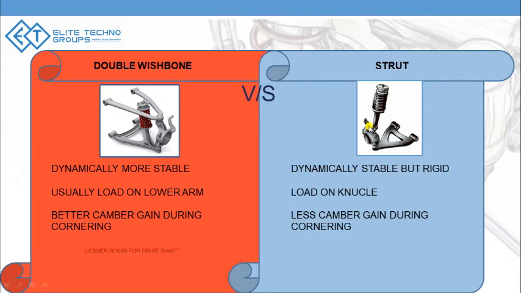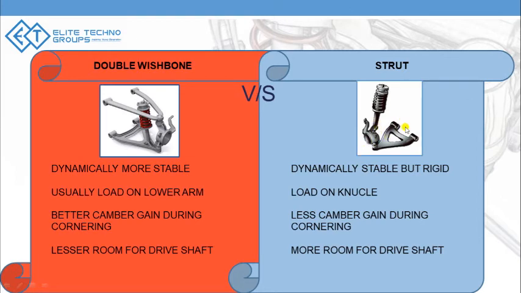And the double wishbone has lesser room for the drive shaft, because, as we've seen, the drive shaft goes from the center, and the packaging gets really difficult for your damper to be positioned in a way that maintains enough clearance for the drive shaft. But in the case of strut, because the damper is on top of the knuckle, there is enough room below the damper system for the drive shaft to go. And the last part is, the double wishbone is much heavier because of the additional components, for example the upper arm, and then you have the bushings that are attached. All these components add to the weight and complexity of your double wishbone suspension.